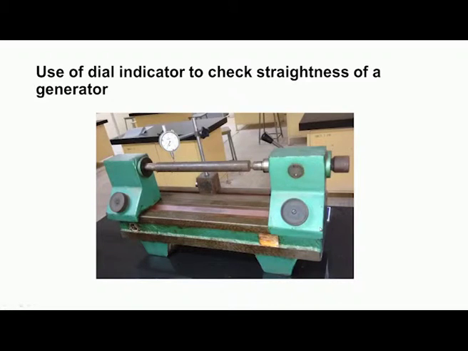Now, we can use a dial indicator or a test dial indicator to check the straightness of the generators on the cylinder. Now, say this is the cylinder with some diameter, and the straightness is specified to be say 0.01 millimeter. So, this is the specification, the straightness tolerance.